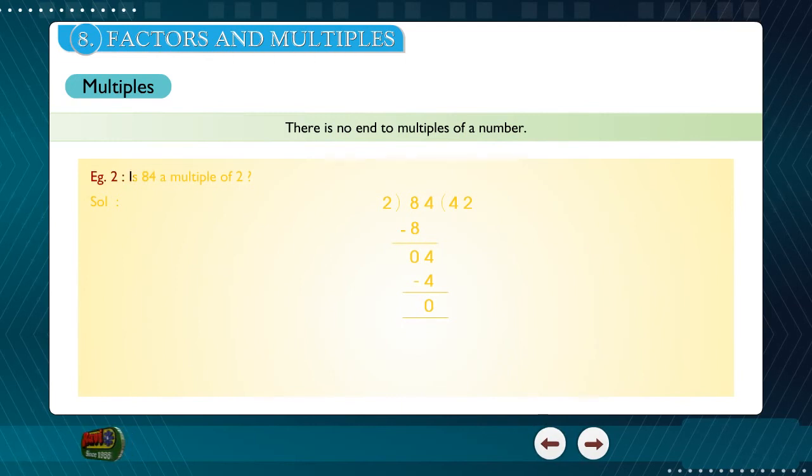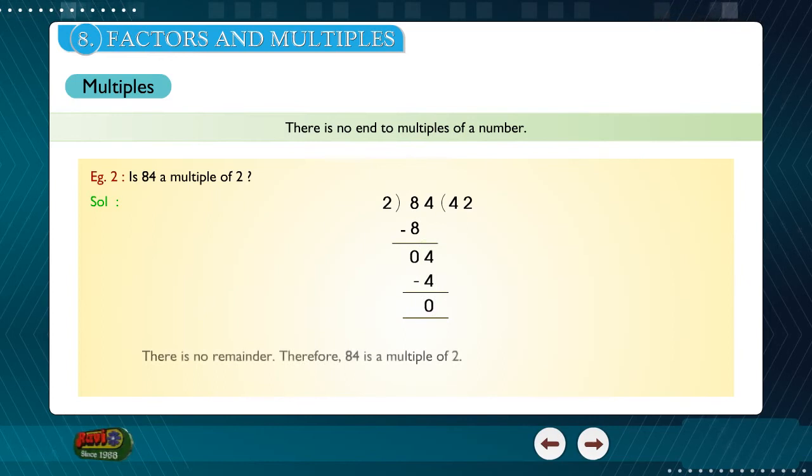Example 2. Is 84 a multiple of 2? Solution: 84 divided by 2. 2 × 4 = 8. 8 minus 8 is equal to 0. 2 × 2 = 4. 4 minus 4 is equal to 0. There is no remainder. Therefore, 84 is a multiple of 2.